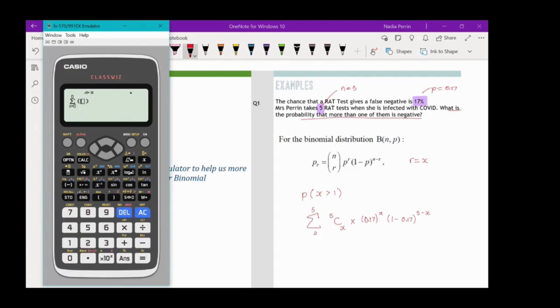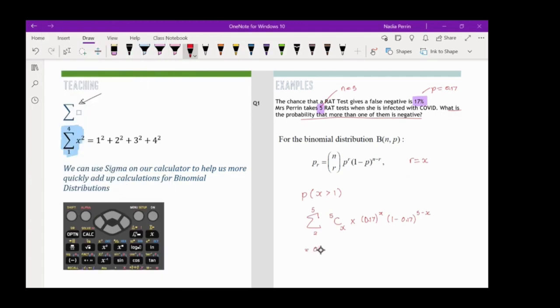So you access your sigma function, 5C alpha x times 0.17 to the power of alpha x times 1 minus 0.17 to the power of 5 minus alpha x. And then if you push along, it'll flick that down to the bottom. So we're going from 2 up to 5, and we push equals, and we have an answer. 0.2027. So I guess to keep it to 3 sig fig, it would be that answer.